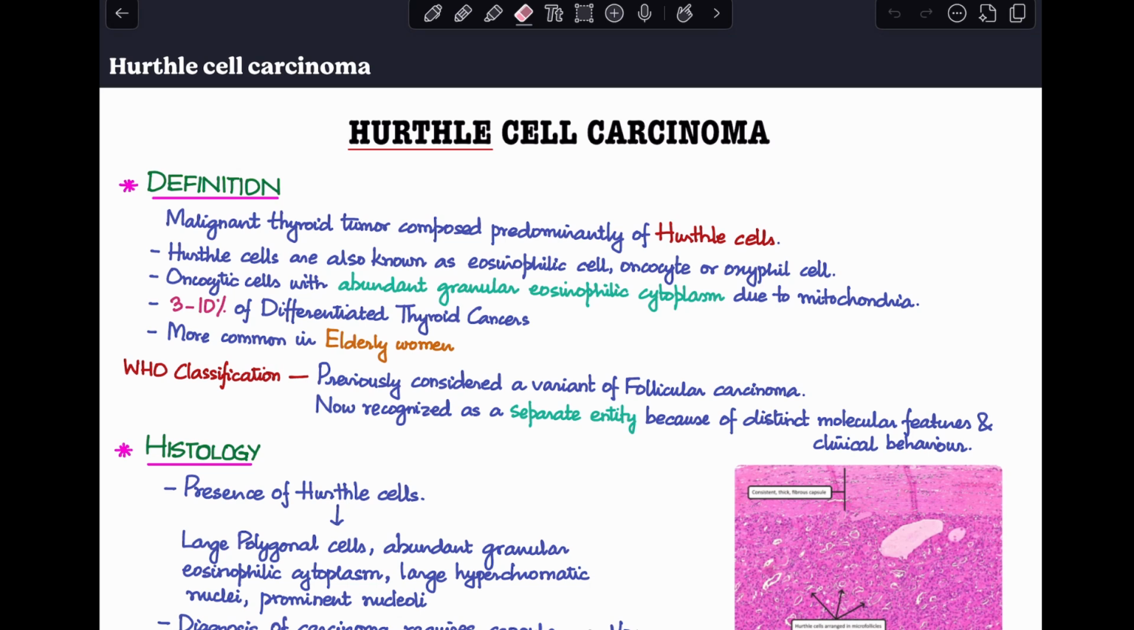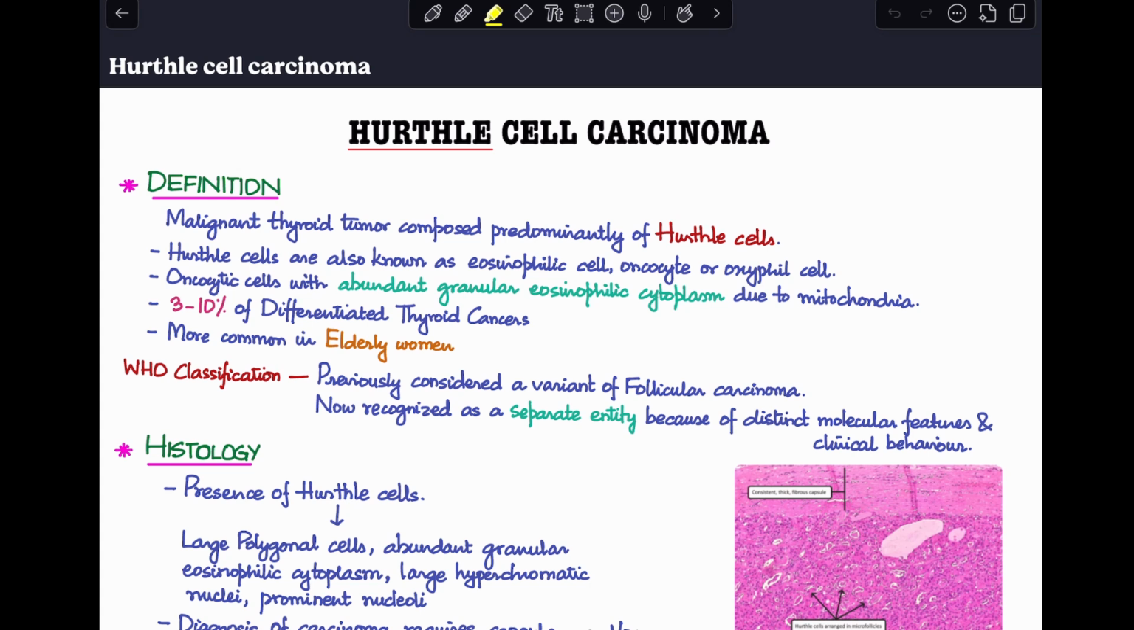Okay, so let's get started. Hürthle cell carcinoma was previously classified as a variant of follicular carcinoma because it arises from follicular cells. But very recently, it has been recognized by WHO as a separate entity, because of its distinct molecular feature and clinical behavior. So, it is no longer considered a subtype of follicular carcinoma of the thyroid.